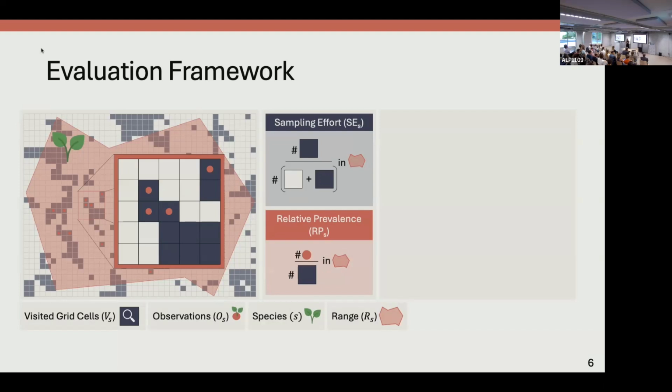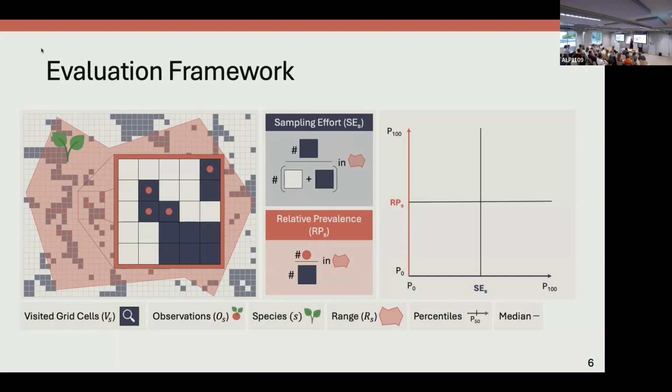And what we can do with this is rank species based on these two properties and span a two-dimensional space. On the x-axis, we have the sampling effort, and on the y-axis, we have the relative prevalence. And since the two properties are roughly uncorrelated, we can then group species into 4 bins that carry roughly the same number of species. And these 4 bins express very different properties that the species undergo in the training data.